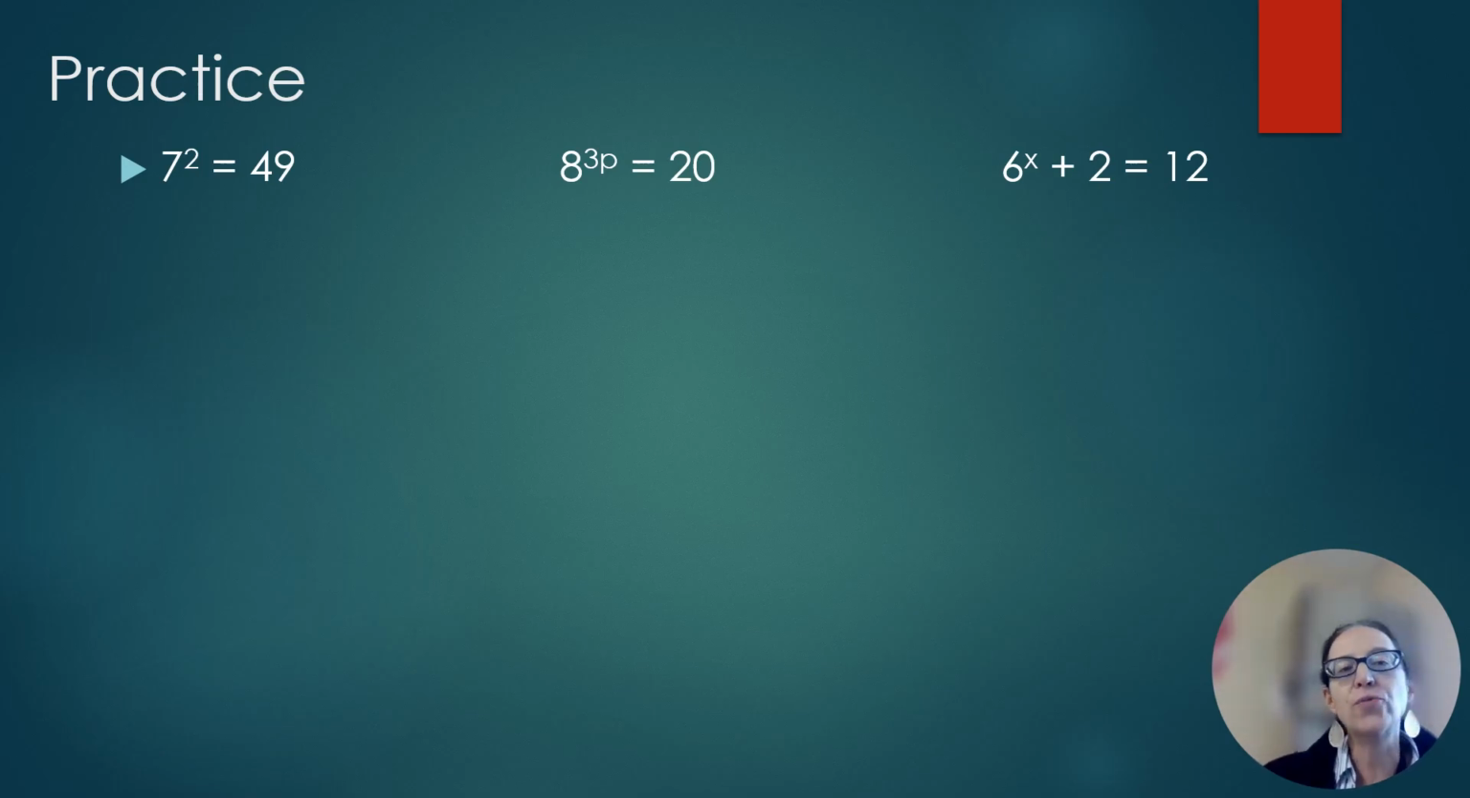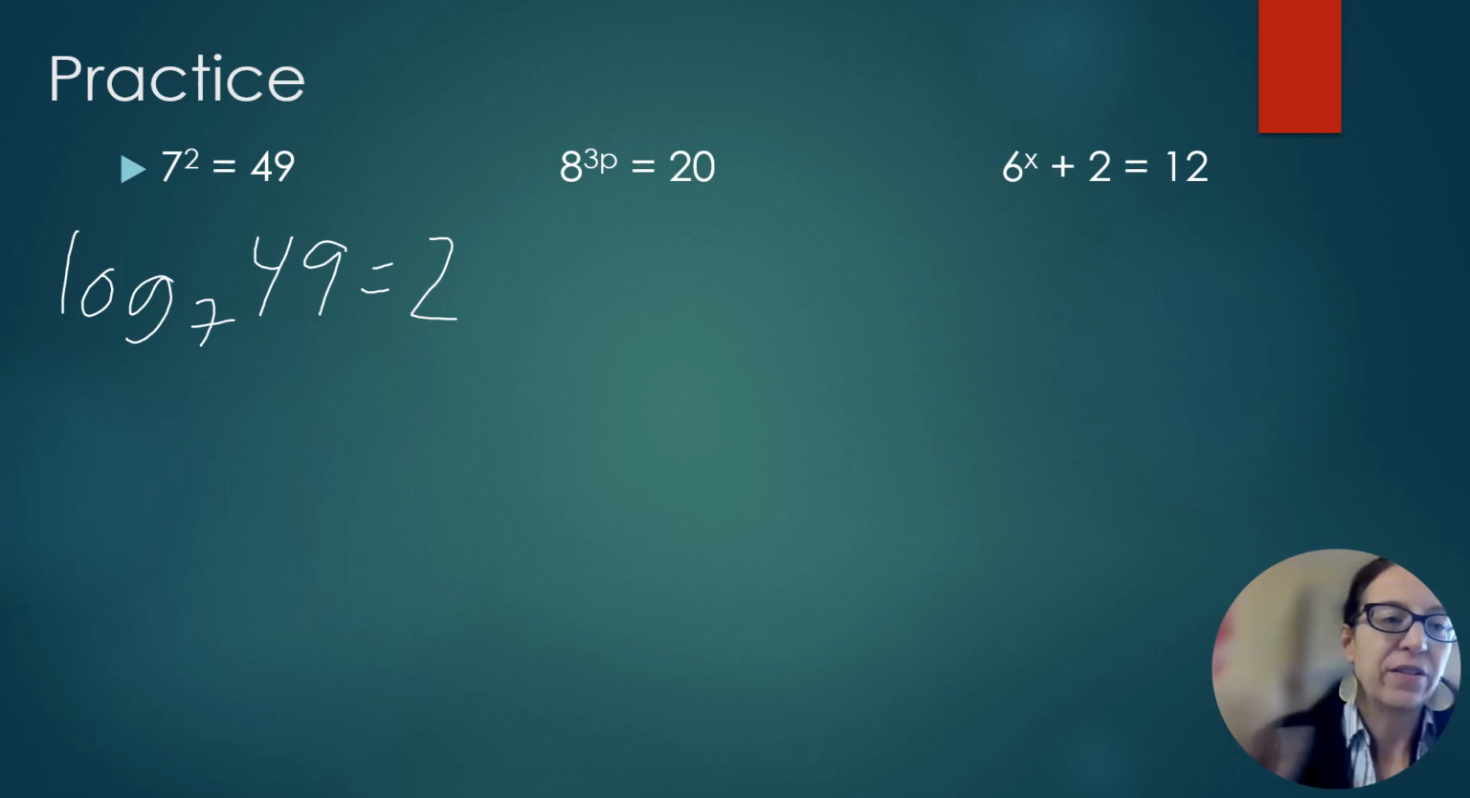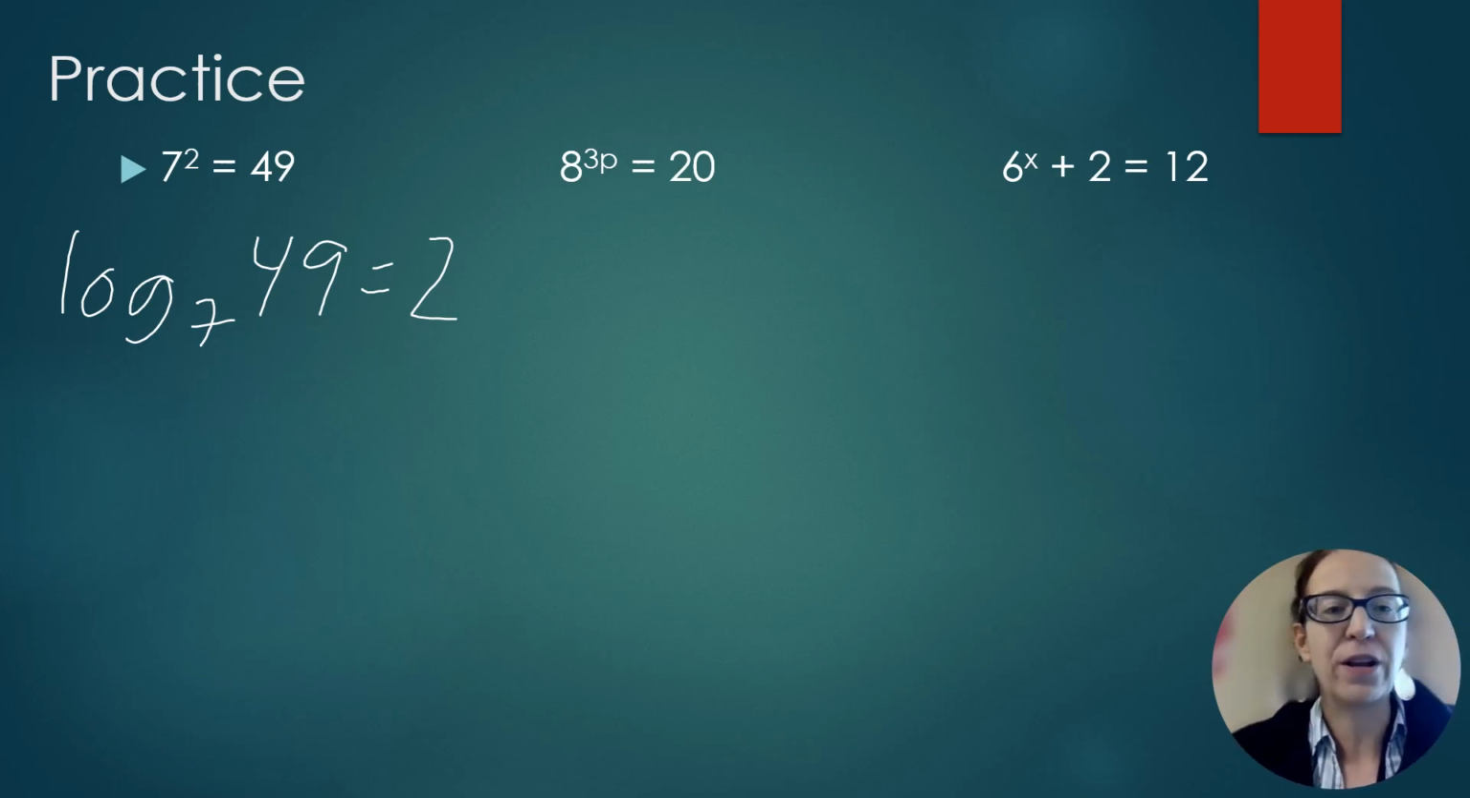Okay, so the first one doesn't actually have any variables in it, which is fine. It's just 7 squared equals 49. And so this would come out as log base 7 of 49 is equal to 2. If you say so, Ms. Taylor, log base 7 of 49.